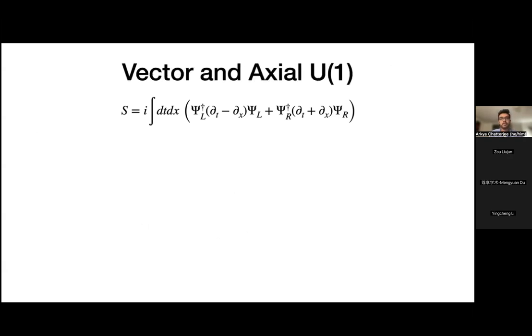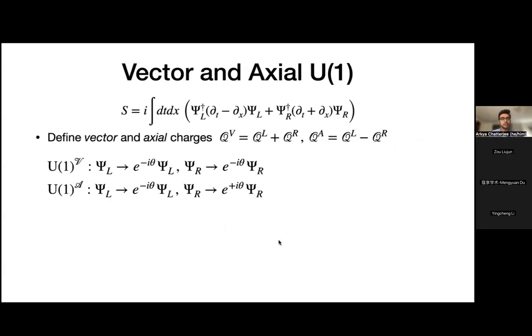From these left-moving and right-moving U(1)s, it's useful to define these vector and axial charges, which are just linear combinations of the left mover and right mover charges.